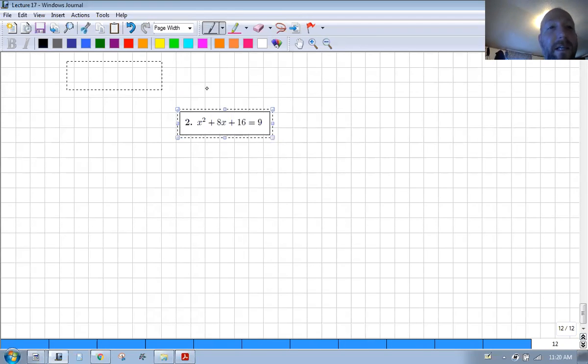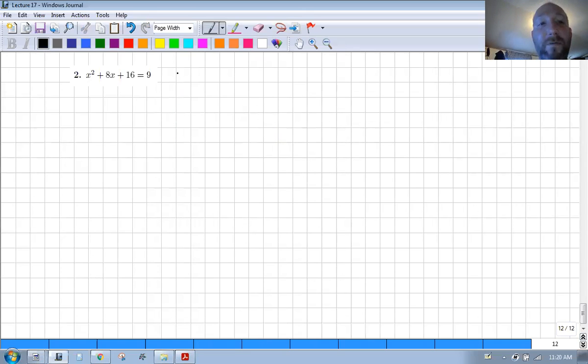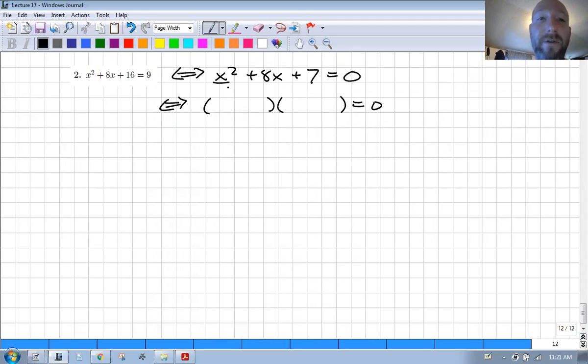So we want to set this thing equal to 0, basically put it in the standard form first. So let's subtract 9 from both sides. So that would be 7. All right. Now we need to factor this guy. This is one that we can eyeball. I see an x squared. I know I need an x and an x. These are both positive, so I need a positive and a positive. Two numbers that multiply to give us 7, but add to give us 8 would be 1 and 7.